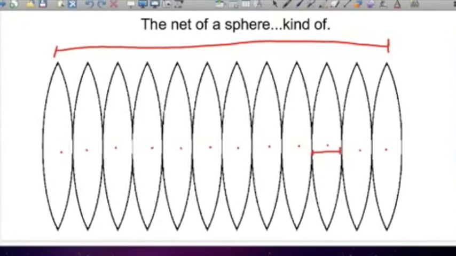Later we're going to go over some examples involving spheres and their surface area and volume.